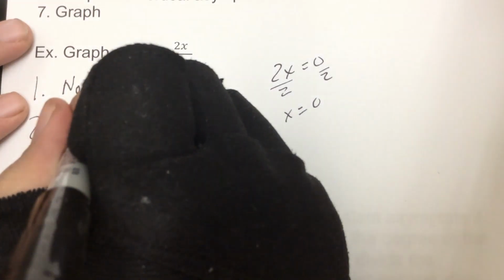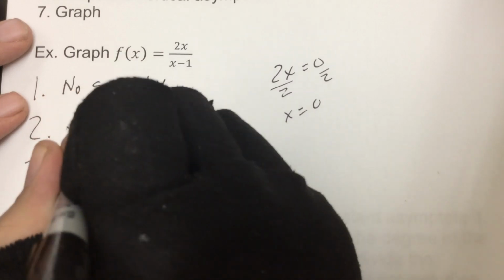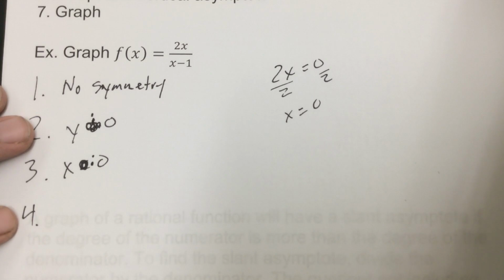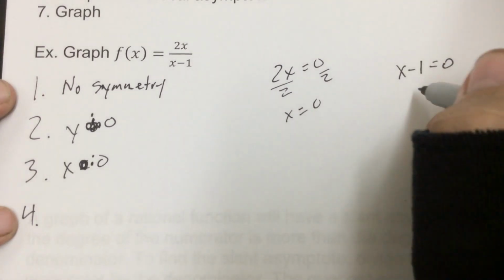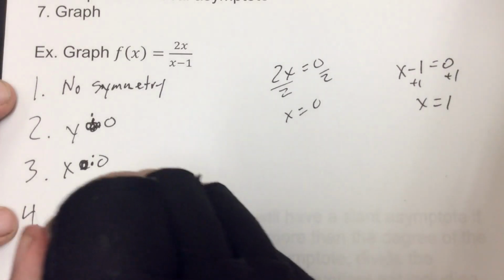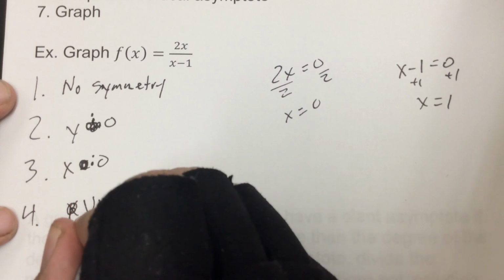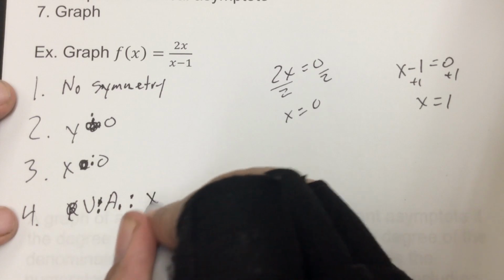So I should have y, the colon. So it should be there. So 4, find a vertical asymptote by solving the bottom equal to 0. So x minus 1 equals 0. I'd add the 1 over. So x equals 1 is going to be where the vertical asymptote is. Yep, sorry about that. So x equals 1.